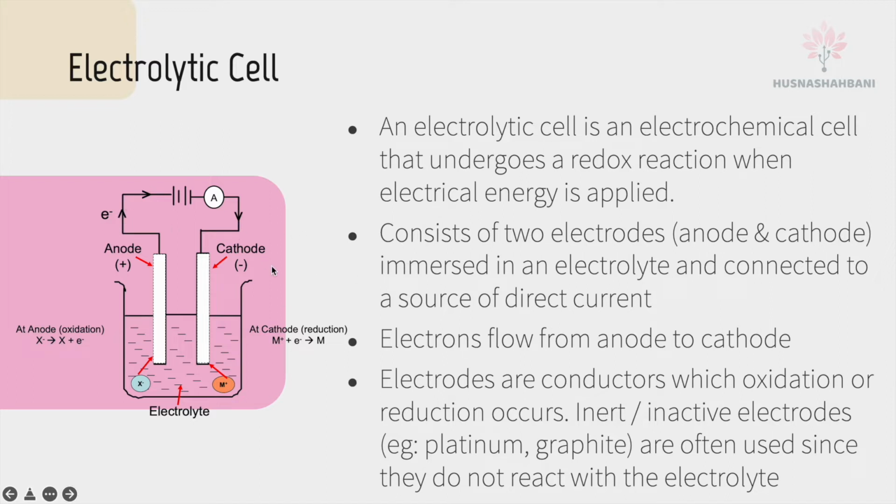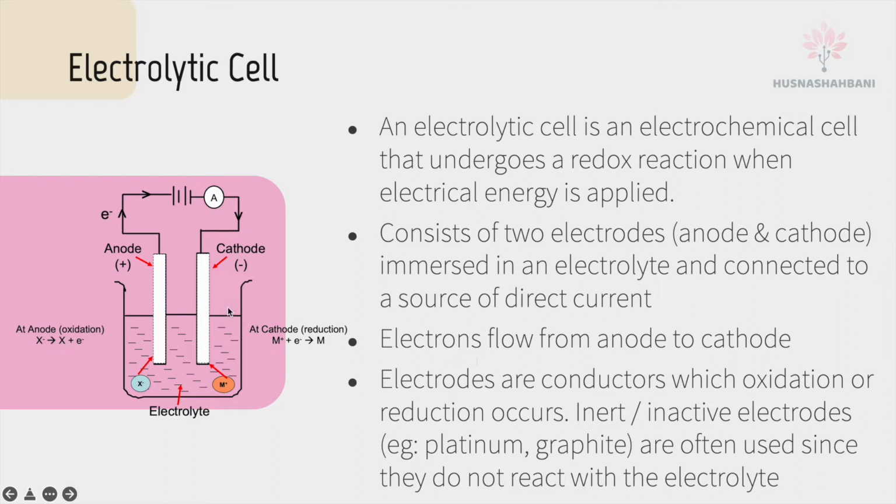It consists of two electrodes, on the left the anode and on the right the cathode, immersed in an electrolyte. The solution here we call the electrolyte, and it is connected to a source of direct current. So this can be batteries. And this is an ammeter to measure the electric charge.